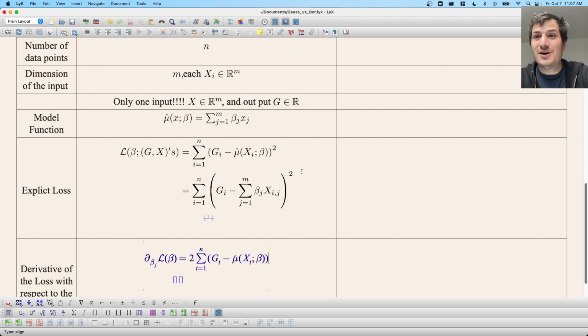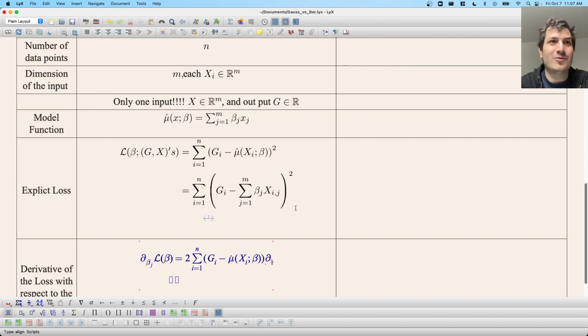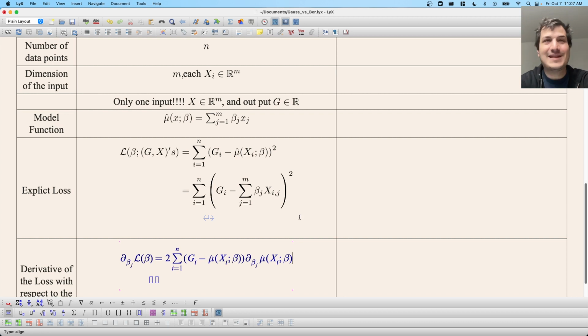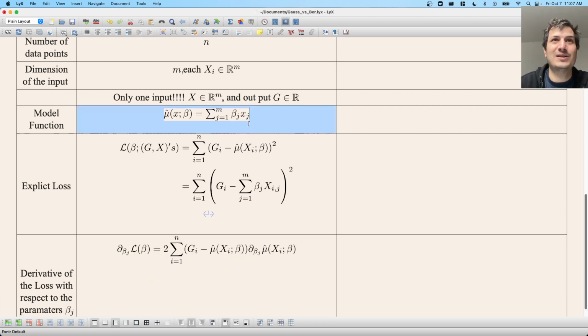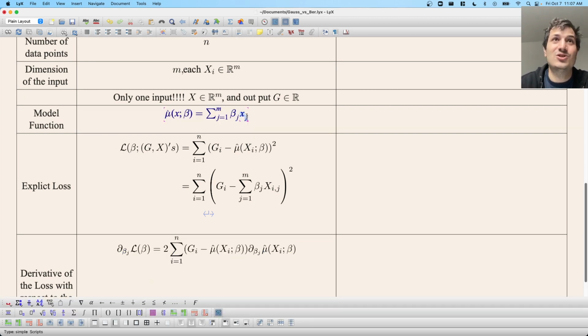The derivative of the squared function, you just move the 2 in front, and you're done. Now you got to do chain rule. So then you got to do the derivative, with respect to beta j, of this mu hat function. Okay, but mu hat is linear, so the derivative is, again, very easy. What is the derivative with respect to beta j of this function? It's just the jth component.